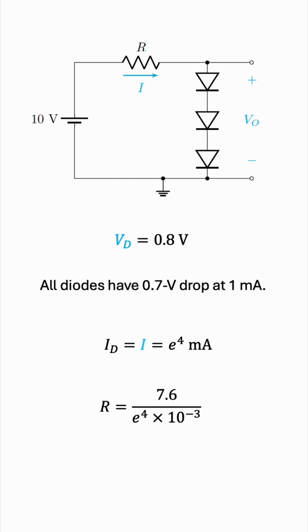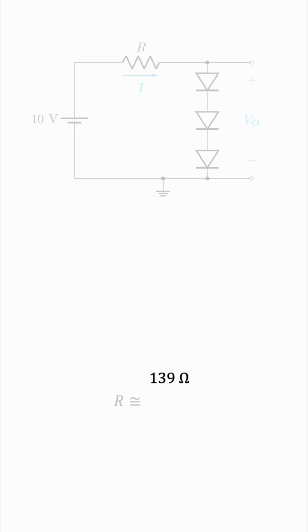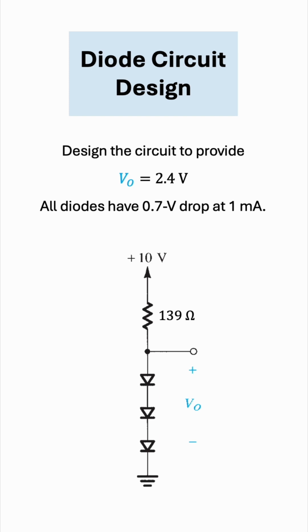This works out to be around 139 ohms, so we need a resistance of 139 ohms in series with the 3 diodes to achieve the output voltage of 2.4 volts. And the design is complete.